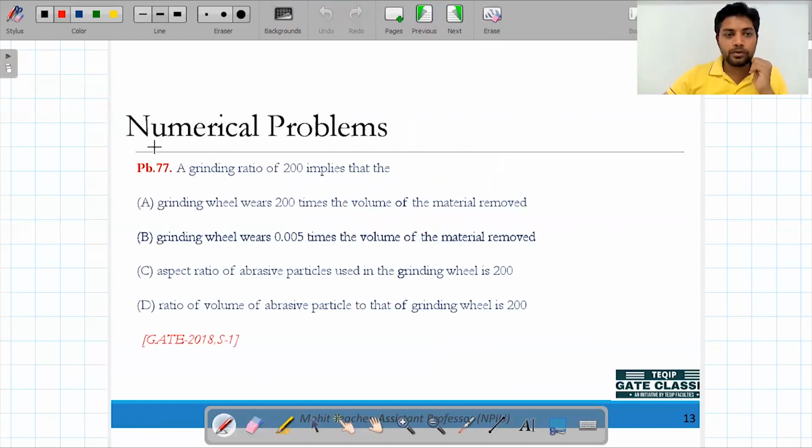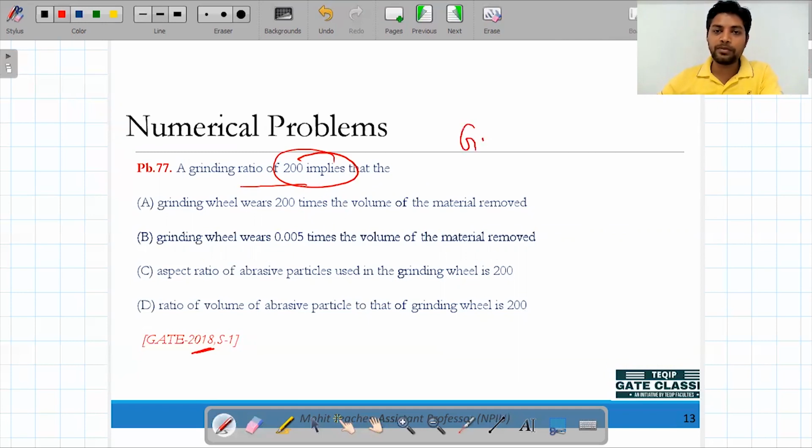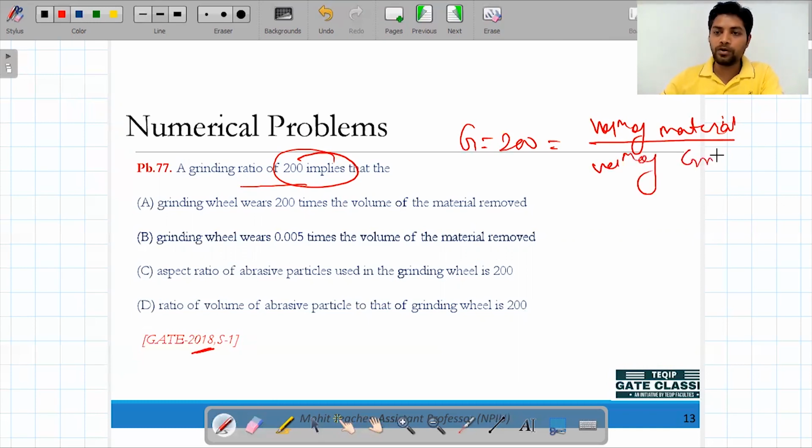Now one question has been asked in GATE 2018 in session 1: a grinding ratio of 200 implies that... The grinding ratio, as I told you, this is 200. So this is the volume of workpiece material upon the volume of grinding wheel.